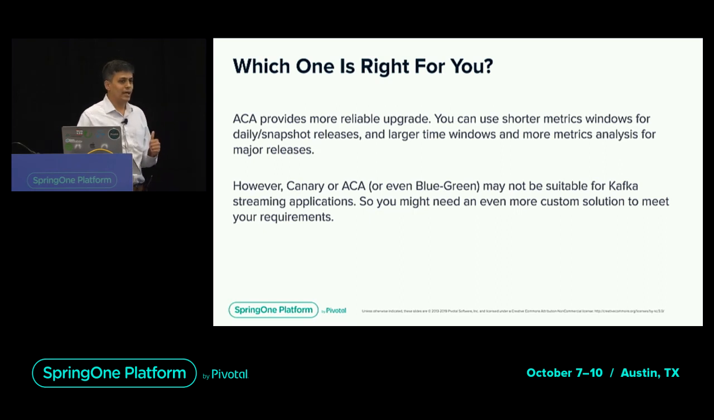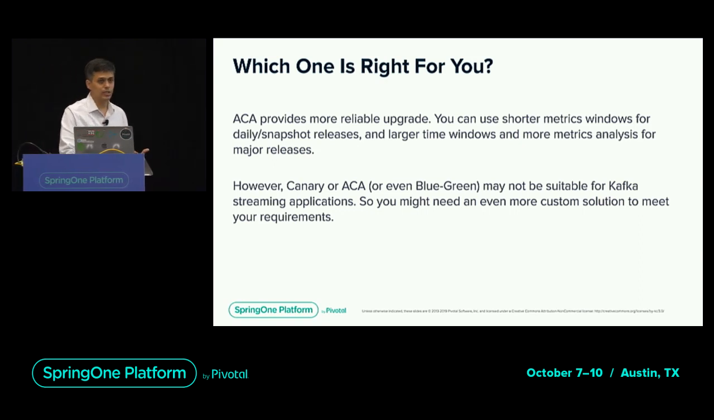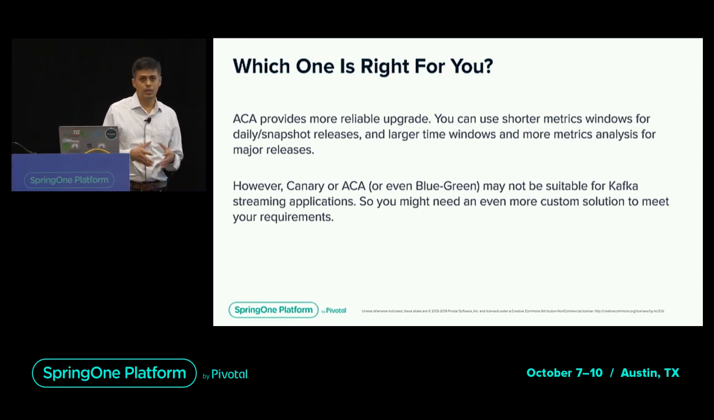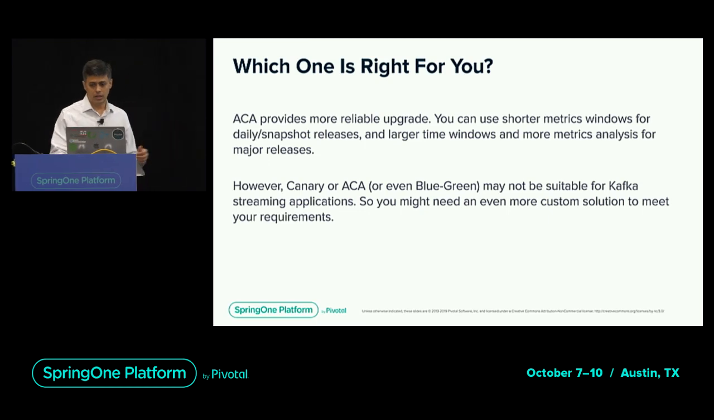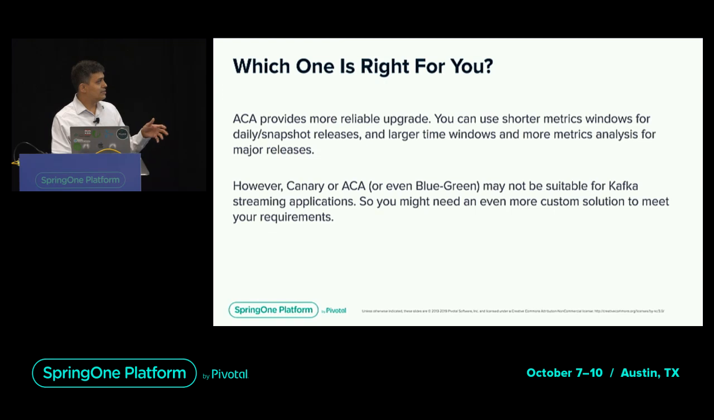So which one is the right strategy for you? We recommend ACA is the right strategy for you, because it has the right ingredients to give you confidence in your CD pipeline. However, if you have daily releases or daily snapshot releases, then you can reduce the metrics analysis window. If you have bigger releases, you can have a larger time window for the deployment. There could be certain scenarios where ACA may not be applicable, such as Kafka streaming applications, for reasons that you can find tomorrow in my other talk.